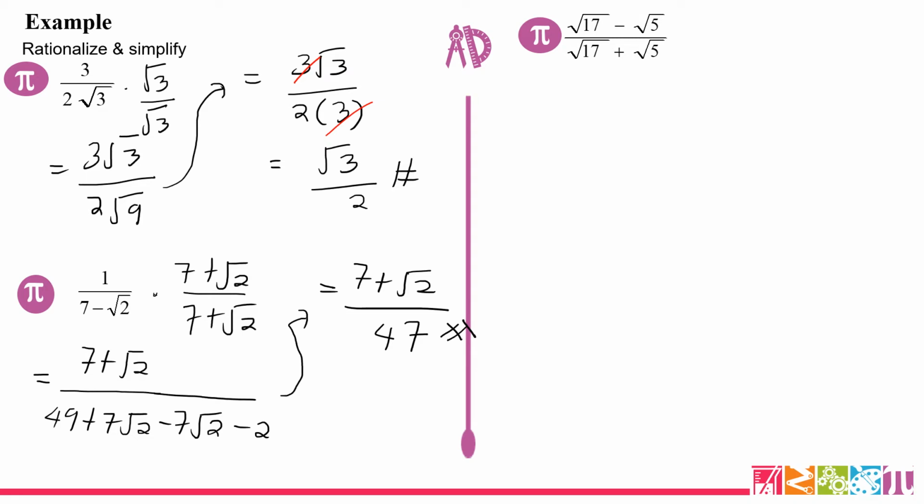Question number 3. Root 17 minus root 5 over root 17 plus root 5. So we have to multiply by its conjugate for the top and bottom. Next, expand carefully for the numerator and denominator.